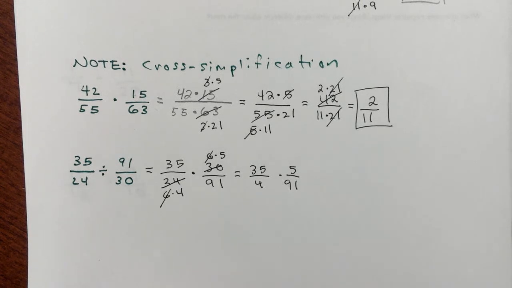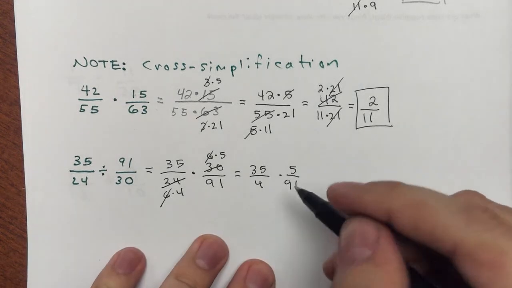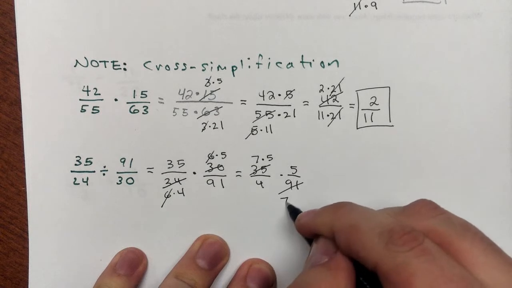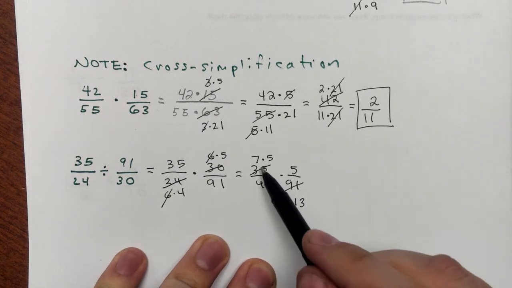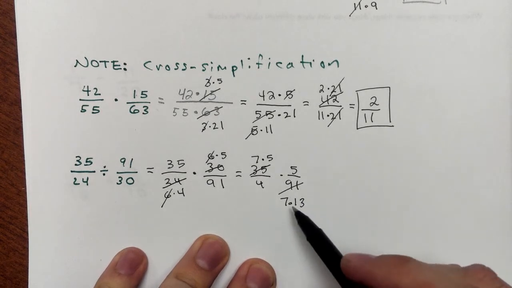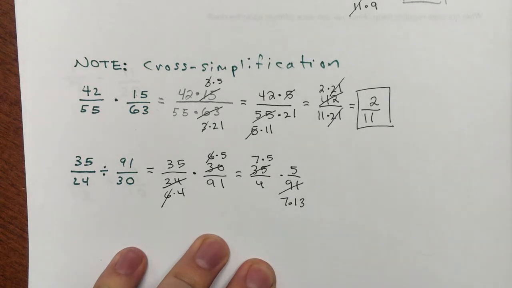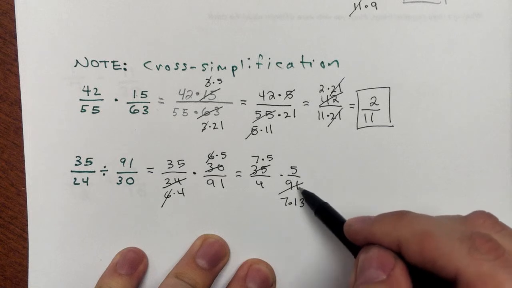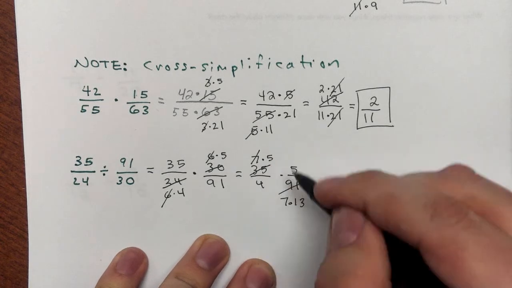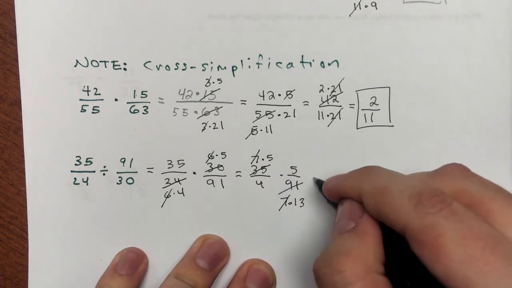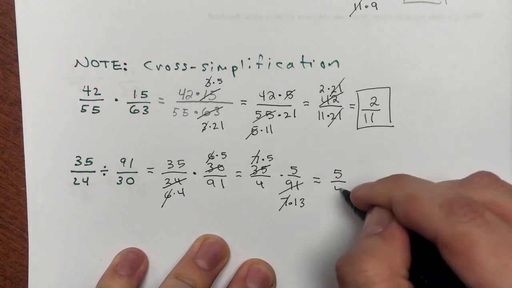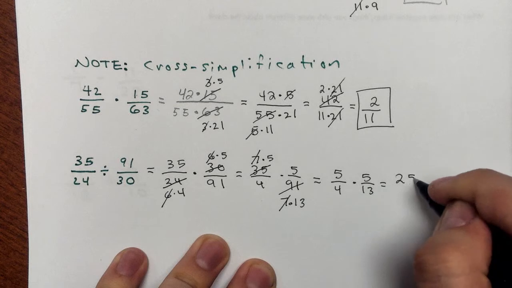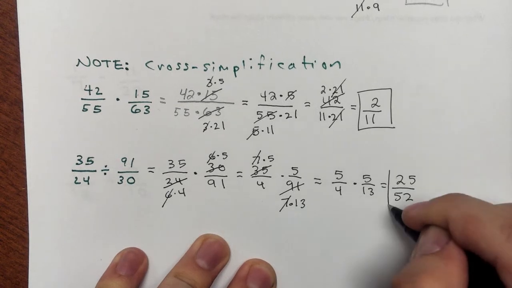Now, I see the 35 and the 91. A little less obvious, but 91 is 7 times 13. 35 is, of course, 7 times 5. Now again, I want to stress that the way I'm showing this simplifying, you do not need to write. I'm trying to make it clear the way fractions are actually simplified. 35 is 7 times 5, 91 is 7 times 13, so I can divide those common factors to 1, and I am left with 5 fourths times 5 thirteenths, which is 25 over 52.